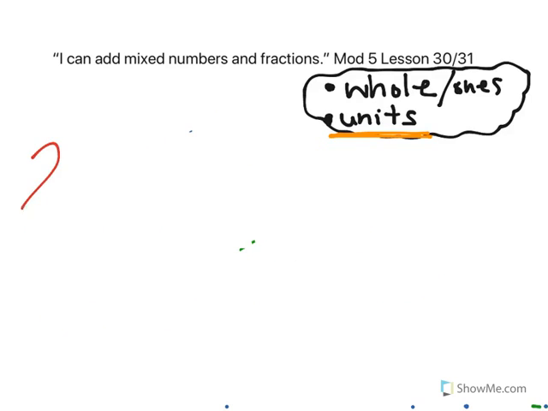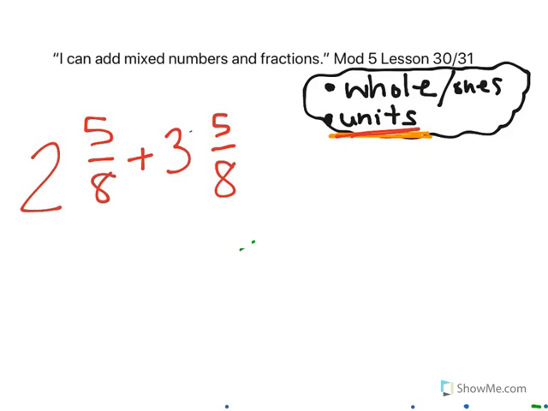Okay, next one. 2 and 5/8 plus 3 and 5/8. So again, I'm noticing my units. I have ones here, and I have 8s here. So I'm going to add my whole numbers, or my ones, together. So what is 2 plus 3? It's going to be 5. Okay, I should have written that in blue to match. There we go. And now I'm going to add the fractions together.